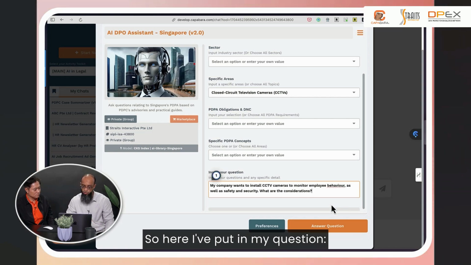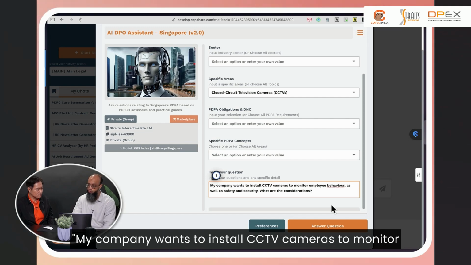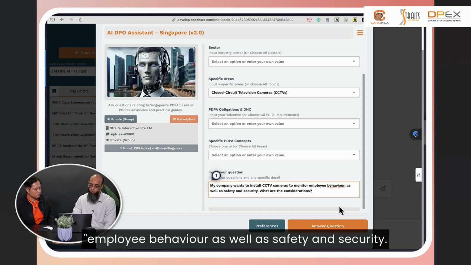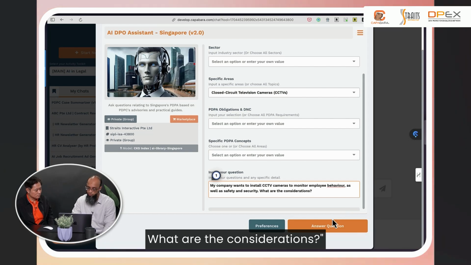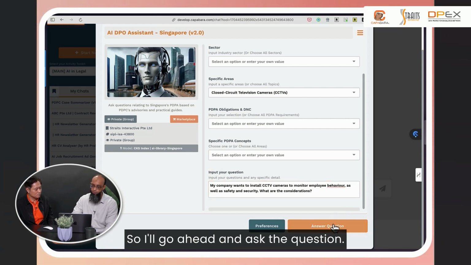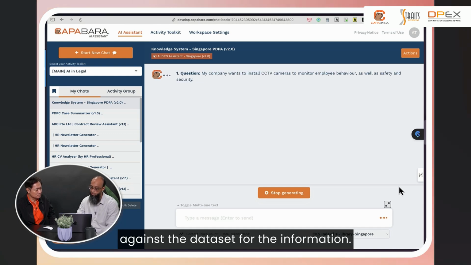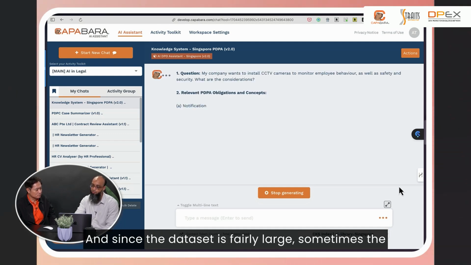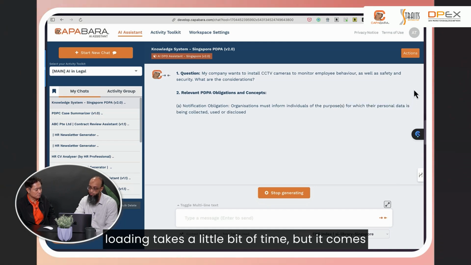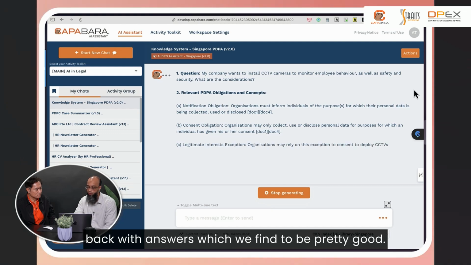So here I've put in my question. My company wants to install CCTV cameras to monitor employee behavior as well as safety and security. What are the considerations? So I'll go ahead and ask the question. So right now, the knowledge system is in the process of making a search against the data set for the information. And since the data set is fairly large, sometimes the loading takes a little bit of time, but it comes back with answers which we find to be pretty good.